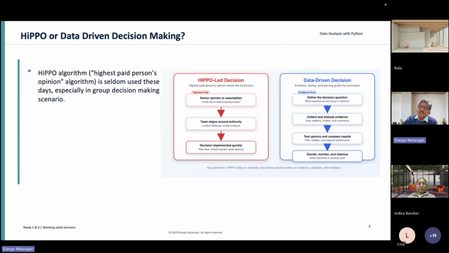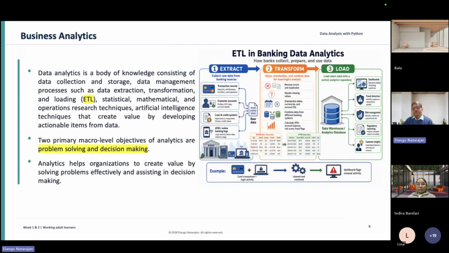where, as I said, we set our goal. Based on the goal, we collect the data and we go for the evidence. I mean, we do analysis to interpret the result and find the evidence.